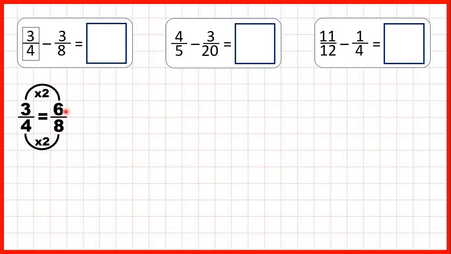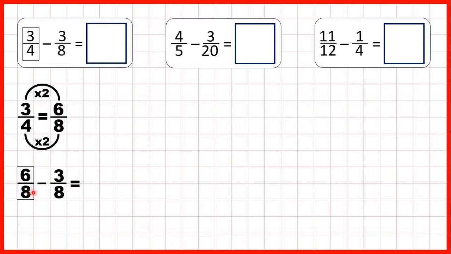So, now that we know that 3/4 is equivalent to 6/8, we can rewrite our question. Instead of writing 3/4, we can write 6/8 minus 3/8, because we've seen that 3/4 is equivalent, so has the same value as 6/8.